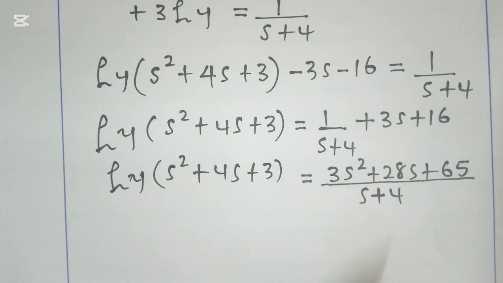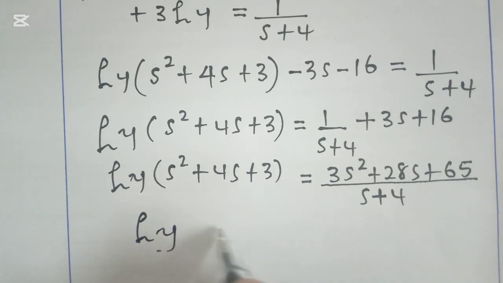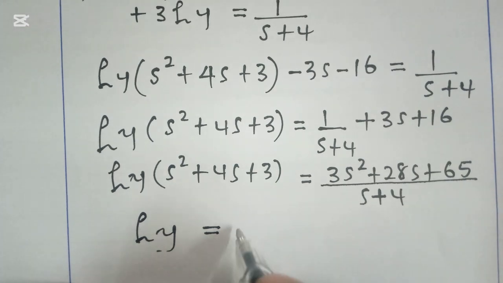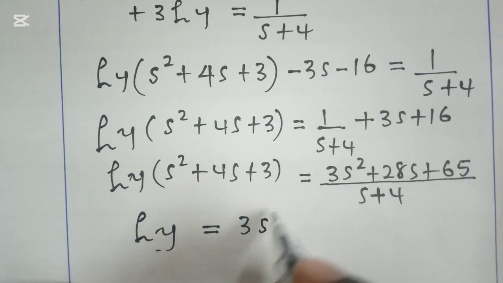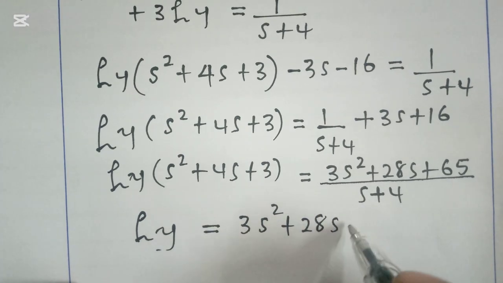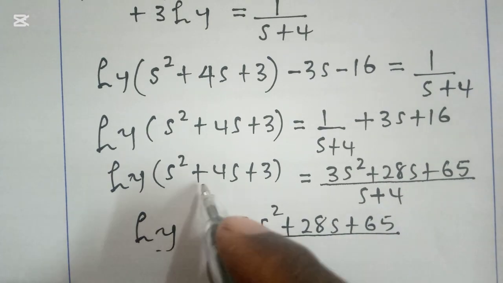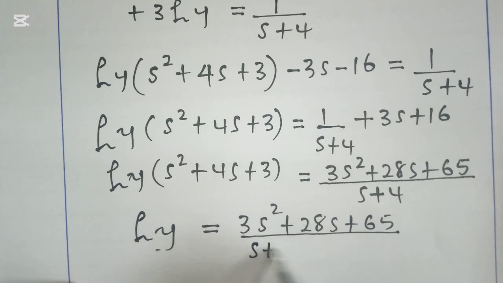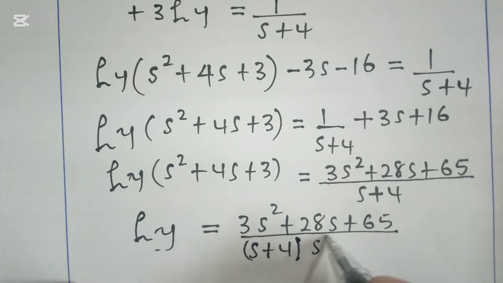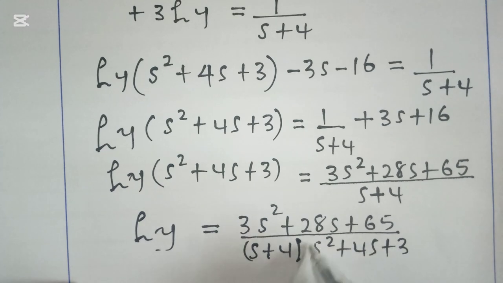So finally, we can now be left with the Laplace transform on one side, and then we can put this one under that. So we shall have the Laplace transform of y equals 3s squared plus 28s plus 65. And so we are also going to bring this side. So we are going to have s plus 4, and then we are going to have s squared plus 4s plus 3, like that.